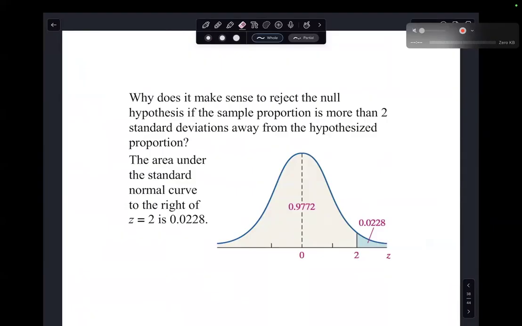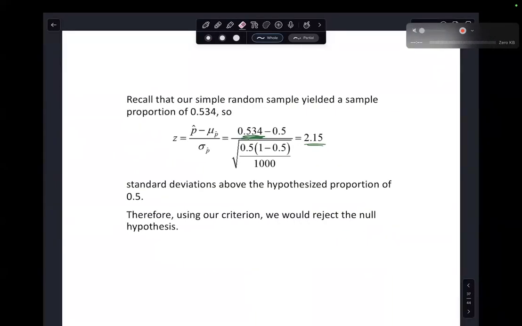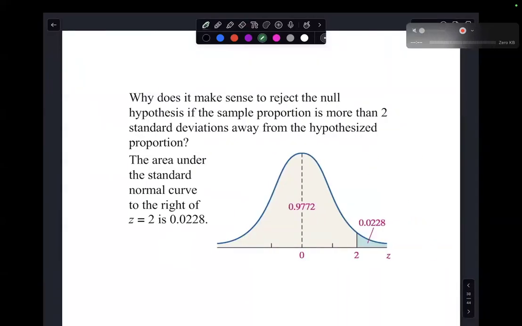So our other way of doing this: I found the probability of getting this z-score right here, and it is 0.0228. That is definitely less than 5%. Remember that 95% of all of my data is within 2 standard deviations of the mean. That is a super small value. It's even less than 2.5%, which is what we usually look at when we have tails on both ends. This is a super small probability.